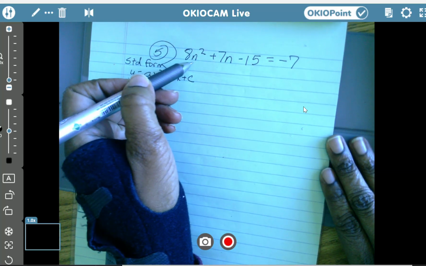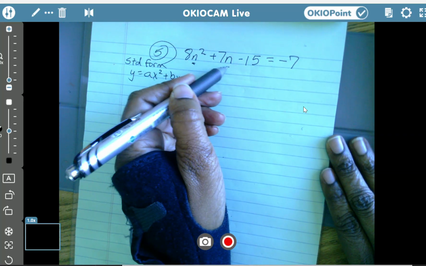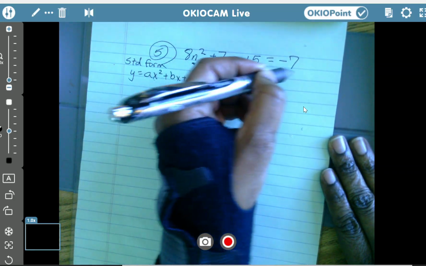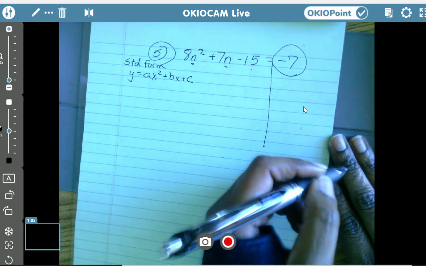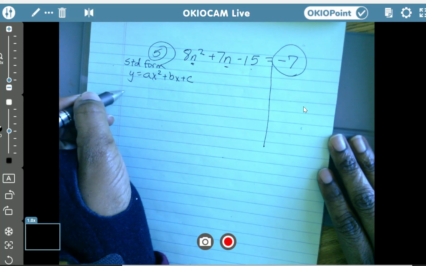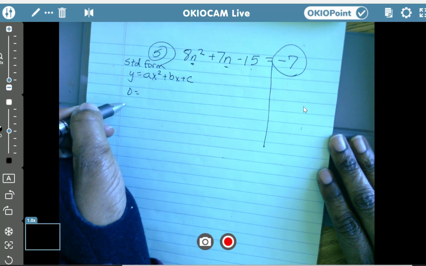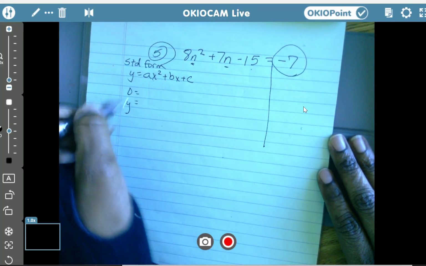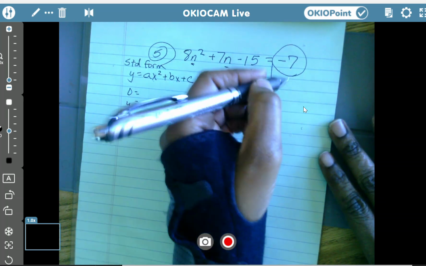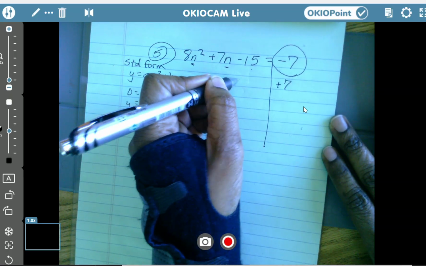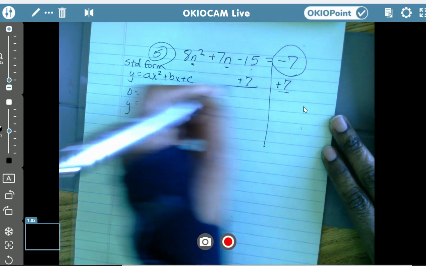Now, we have our x squared term and the constant. But we also have this minus 7 on the right hand side. Quadratics need to be set equal to either 0 or set equal to y. This one is set equal to negative 7. We need to get rid of subtracting 7 by adding 7 to both sides.